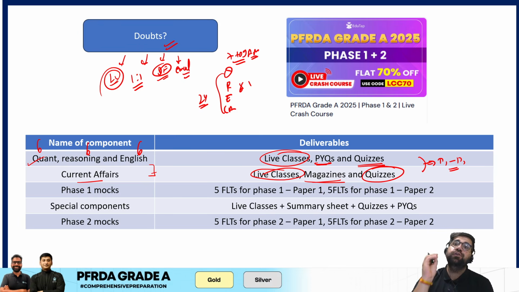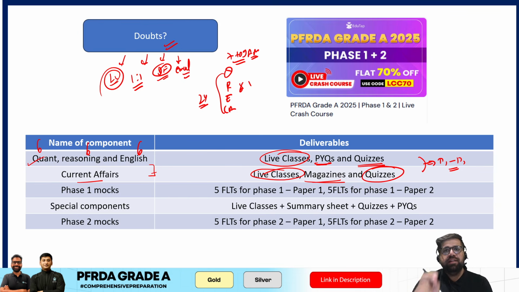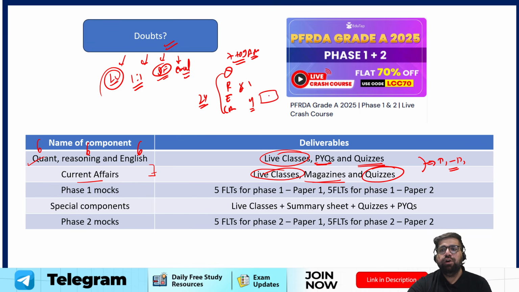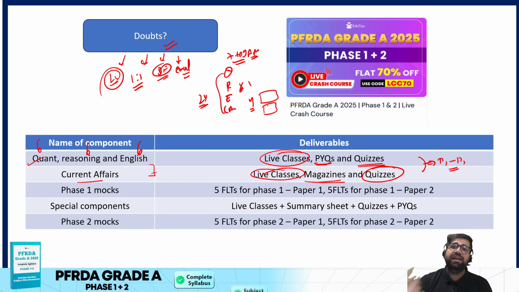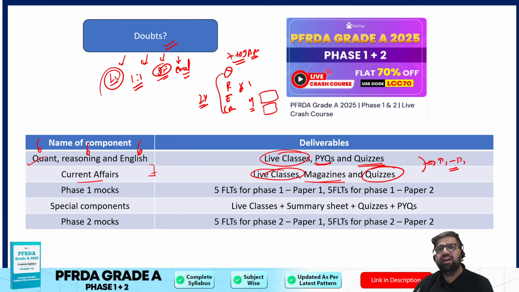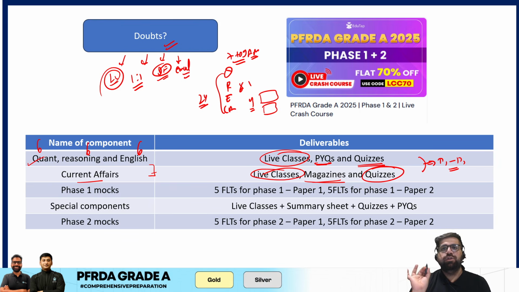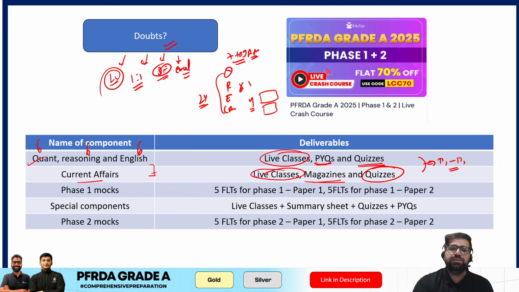And by chance, if you miss a live class, then don't worry, we will provide you the video of the live class which was conducted in your course. Moreover, you will also get the PDF which the teacher is using in the live class. So this is how we are comprehensively covering all the syllabus in this crash course.